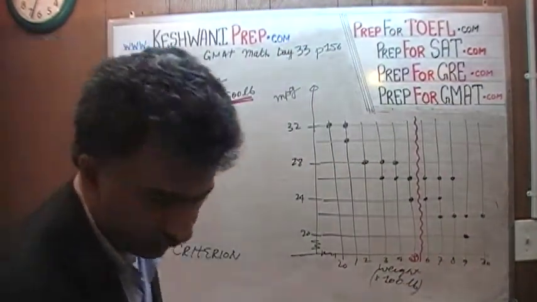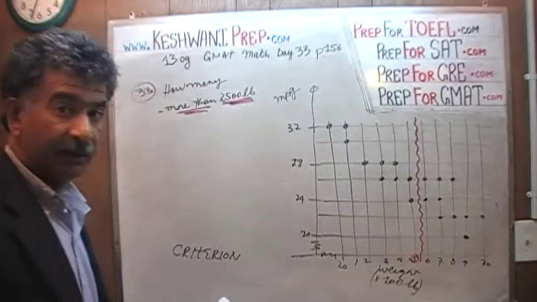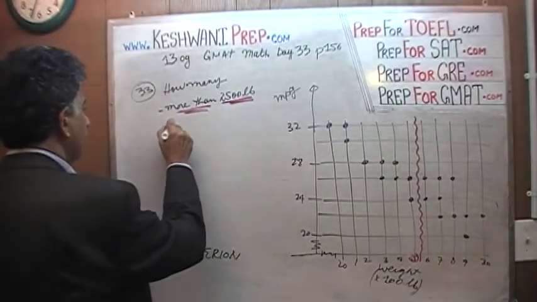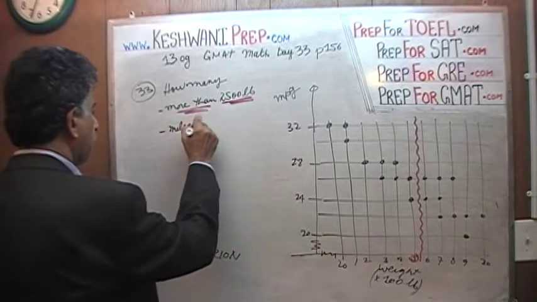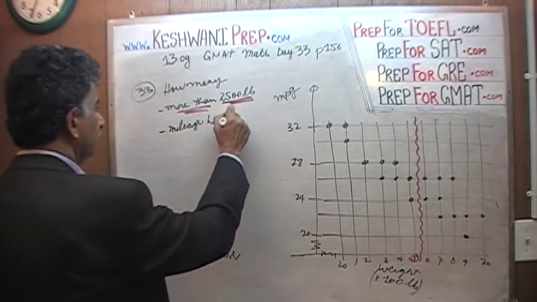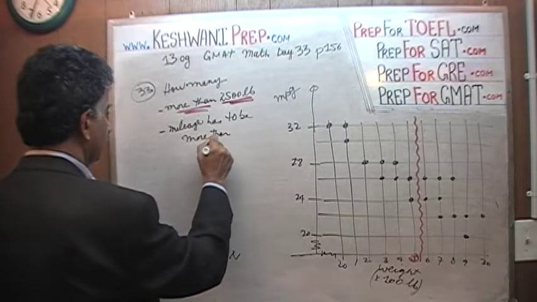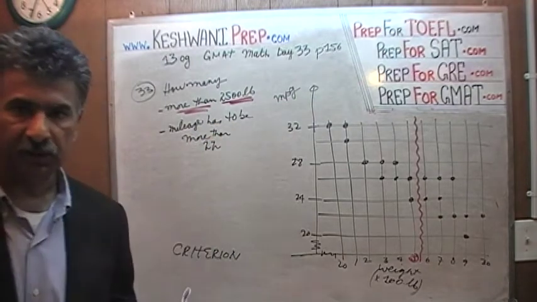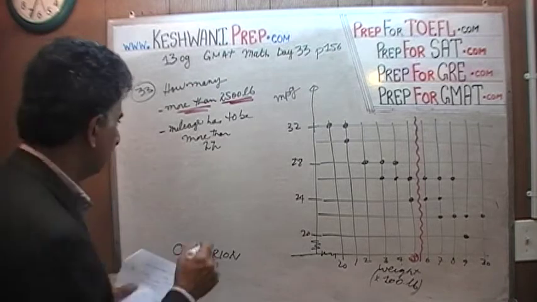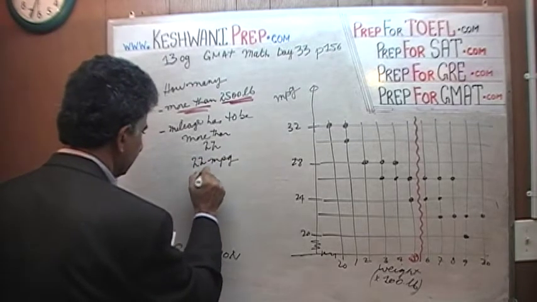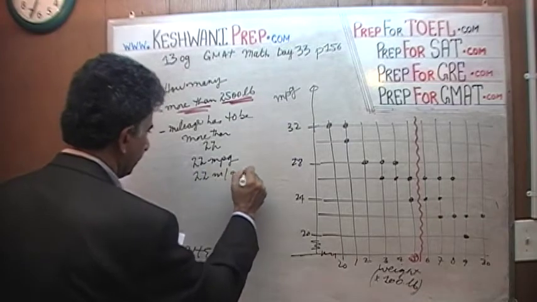And the second criterion is the mileage. The mileage has to be more than 22. In other words, it has to be more than 22 miles per gallon. 22 miles per gallon or 22 MPG, however you want to write it.